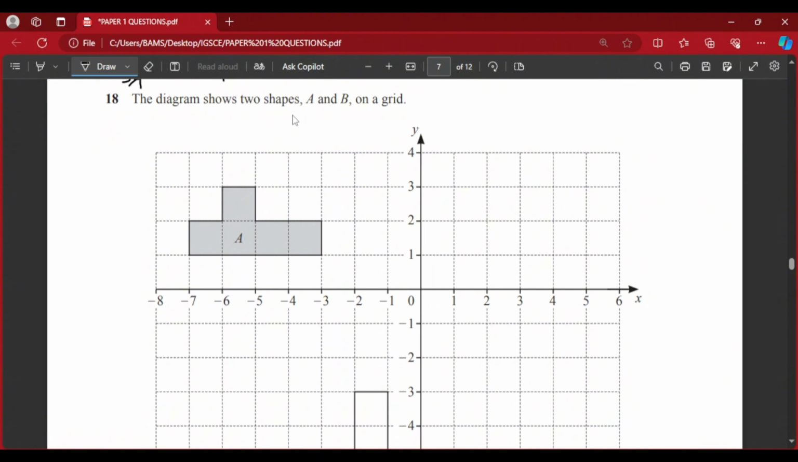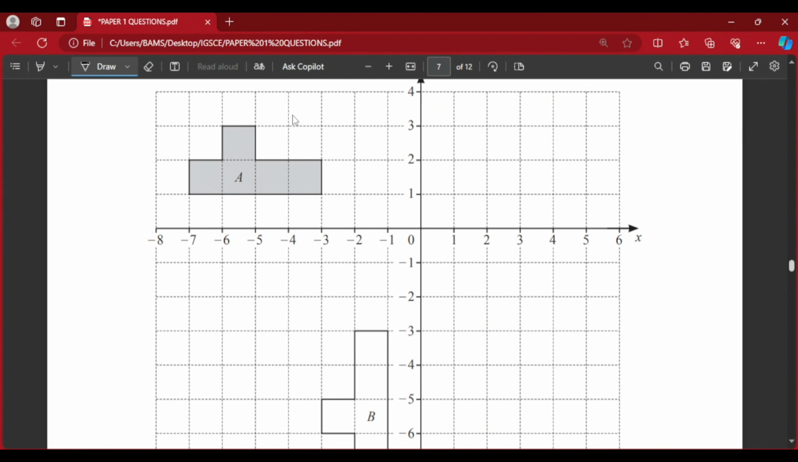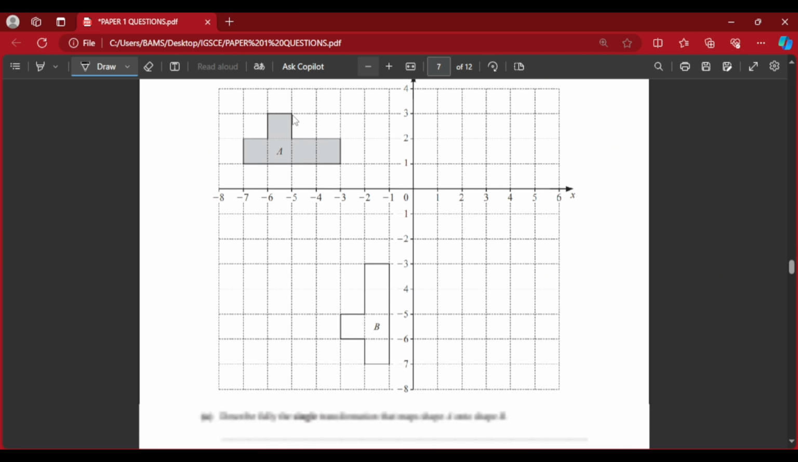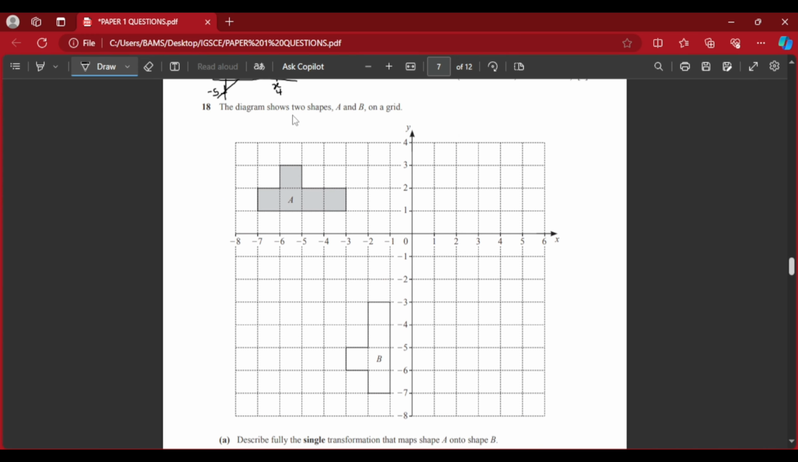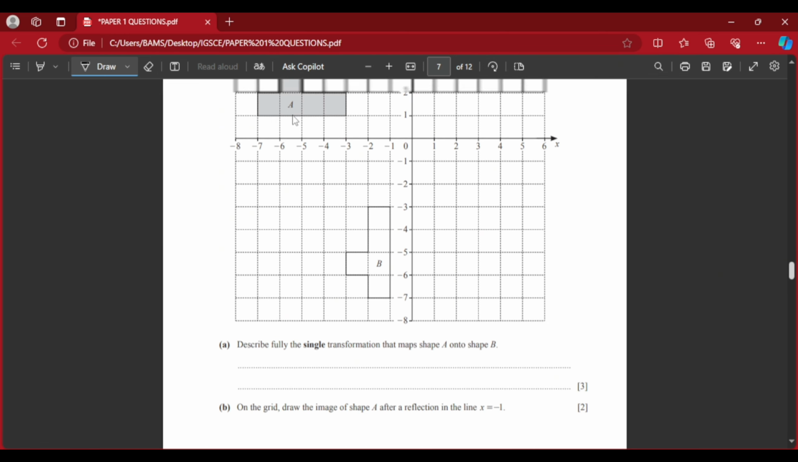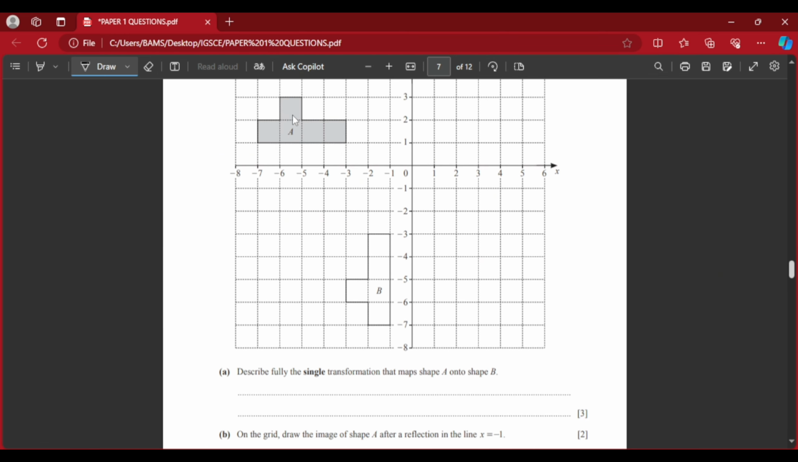All right, so let's move into question 18. Question 18 is kind of interesting. Let's see how interesting it can be. The diagram shows A and B. Describe fully the single transformation that maps shape A onto shape B. If you look at this very well, this is actually a rotation. If you rotate this now, I'll get this particular shape. And this particular rotation is called anti-clockwise because it's going anti-clockwise, right?